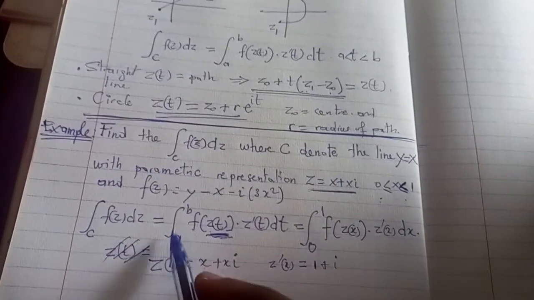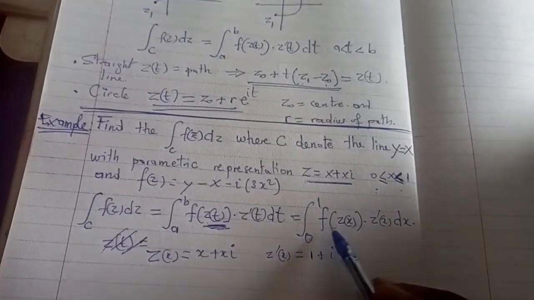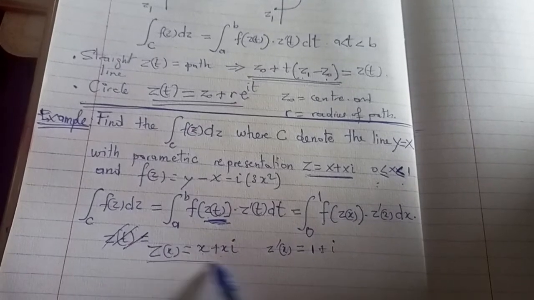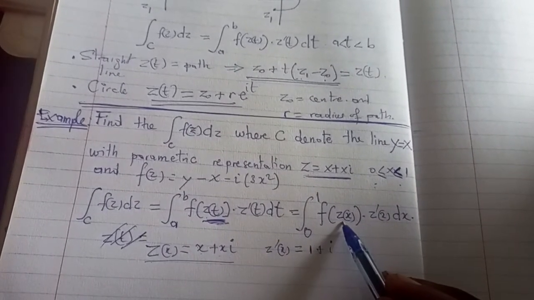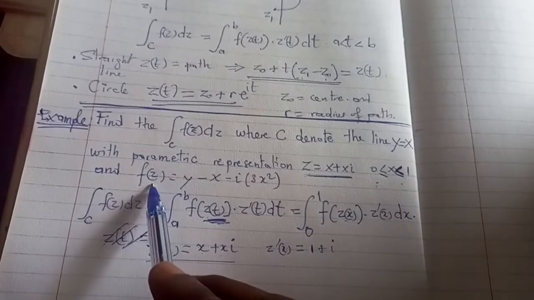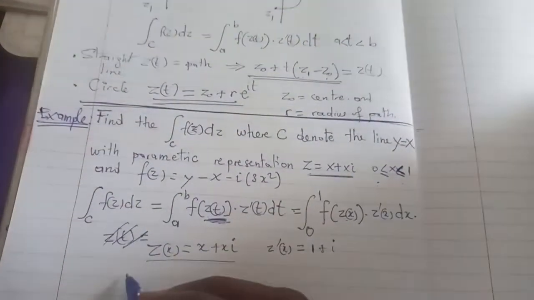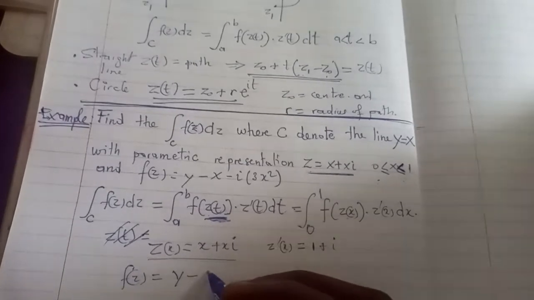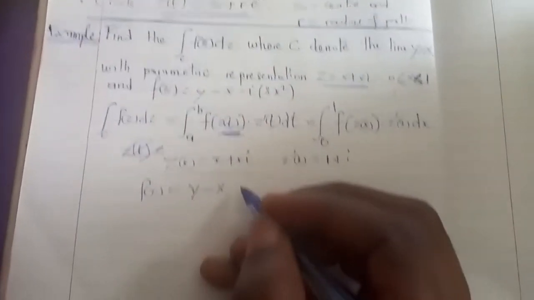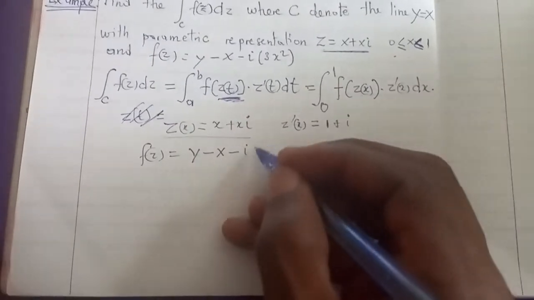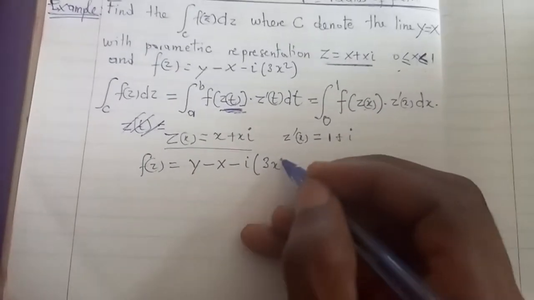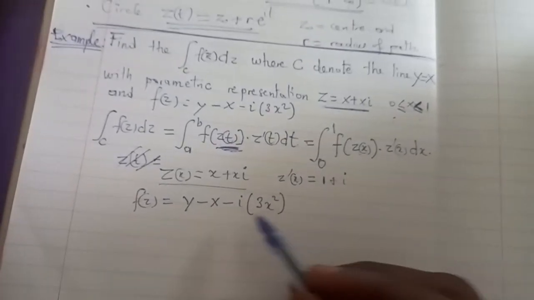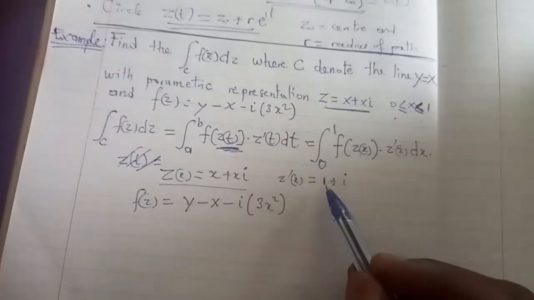When we look at this one, we say f(z(x)). We have z(x) here, so we are going to replace the z(x) into the equation given to us here. And the equation is f(z), which is equal to y minus x minus i into bracket 3x squared. So now what we are going to do is look at the relation that we are having here.